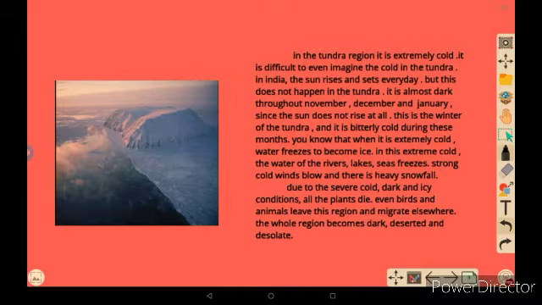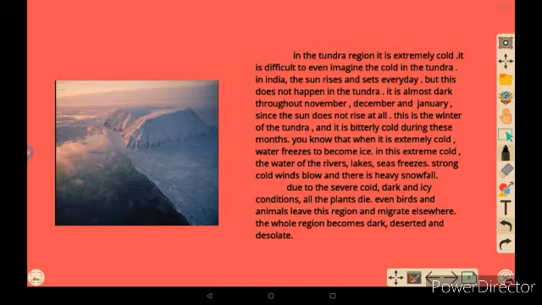Here in India where we live, we have sunrises and sunsets every day, no? But in the tundra region it does not happen in the winter season. It is almost dark. November, December and January have totally darkness throughout, 3 months. Since the sun does not rise there, this is the winter season of the tundra.